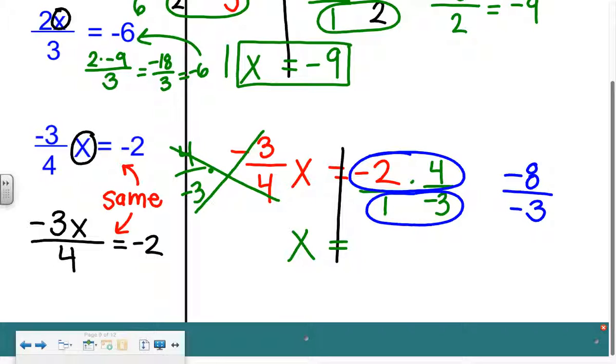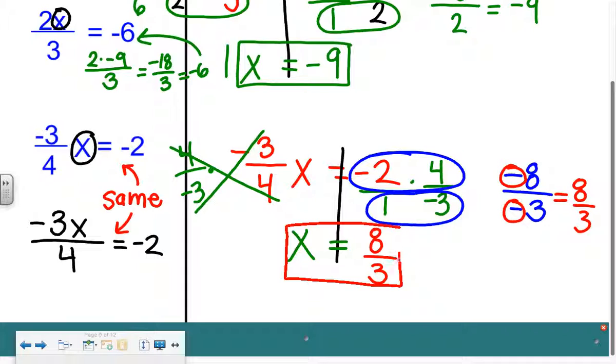Now this one, there's a couple things. First of all, 8/3 doesn't divide nicely, so we can just leave it as a fraction, 8/3. The one thing I do have to change is that since I have a negative and a negative, 2 negatives make a positive. So technically the correct way to write this is not -8 over -3, but +8/3, because a negative divided by a negative makes a positive. So +8/3 is my answer.